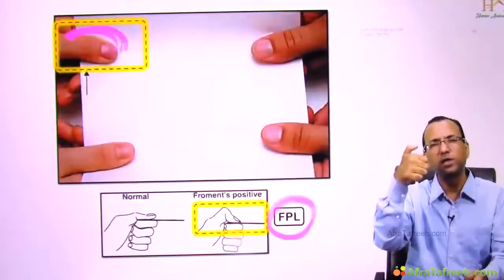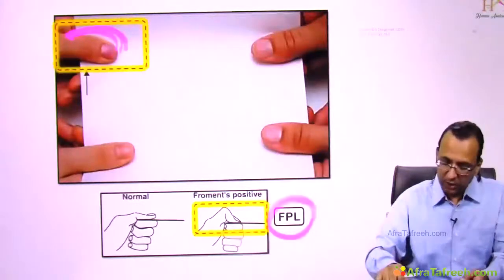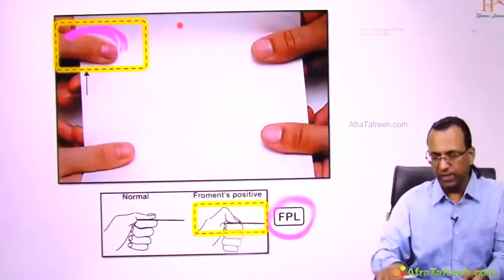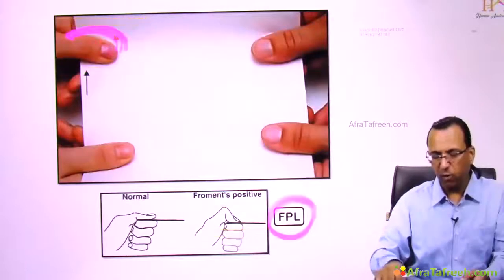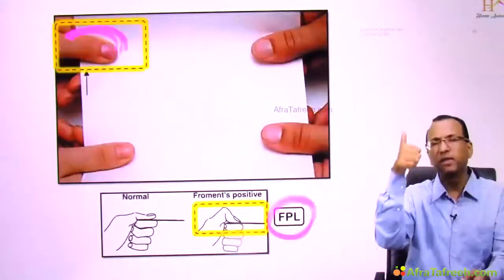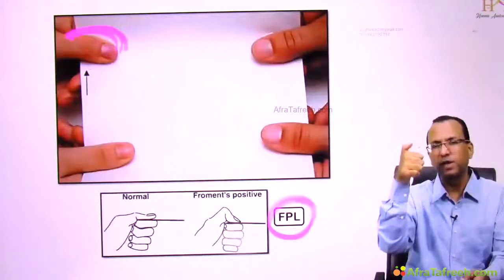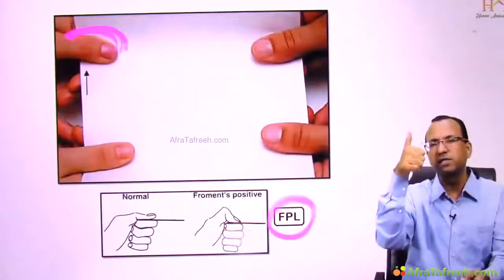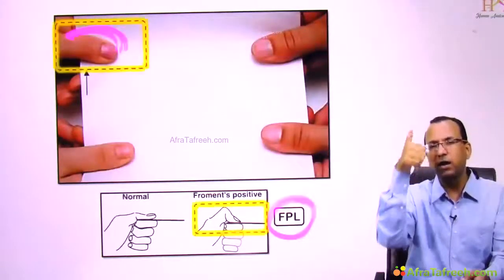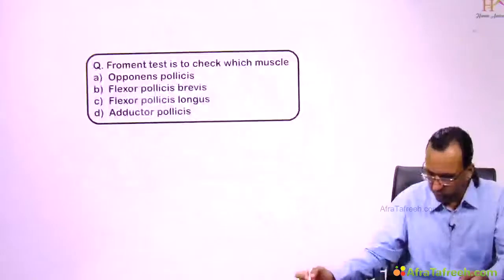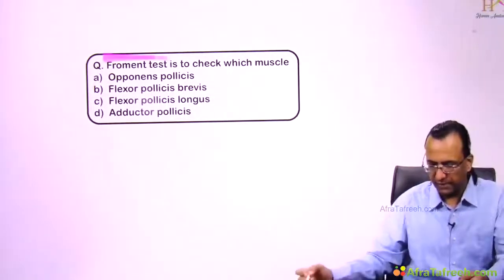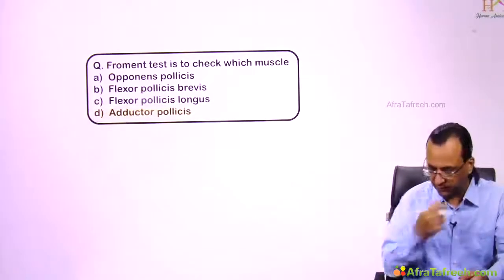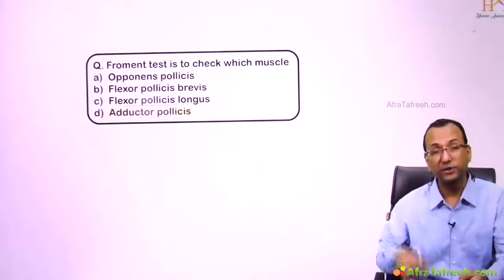No adductor pollicis. Oh, on this side there is ulnar nerve injury, so the adductor pollicis is not working to hold the paper? No. So the median nerve is working and flexor pollicis longus is working to hold the paper. That is why the thumb is folding. When the thumb is folding, the Froment test is positive, meaning the adductor pollicis is not working. The median nerve is working and the ulnar nerve is lesioned. So the Froment test is done to check for ulnar nerve injury, checking the movement of adductor pollicis. Keep that as the answer.